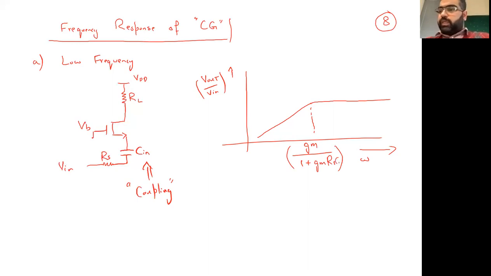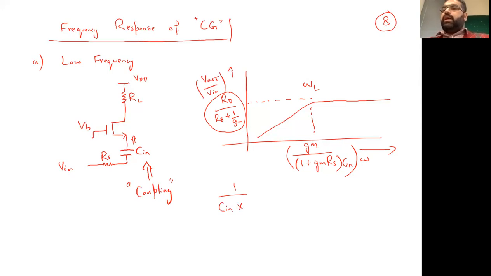Let me just redraw it correctly. So this one now comes with Cin, and here what will the gain be? Same as the common gate, we all know: RD divided by RS plus 1 over GM. So we have this gain, which is basically the DC gain ultimately, and where will the cutoff come? Omega L will be equal to GM divided by (1 plus GM RS) times Cin. If we want to determine it, we can easily determine it from this point. A pole comes in here. What is the capacitance here? Cin times what?